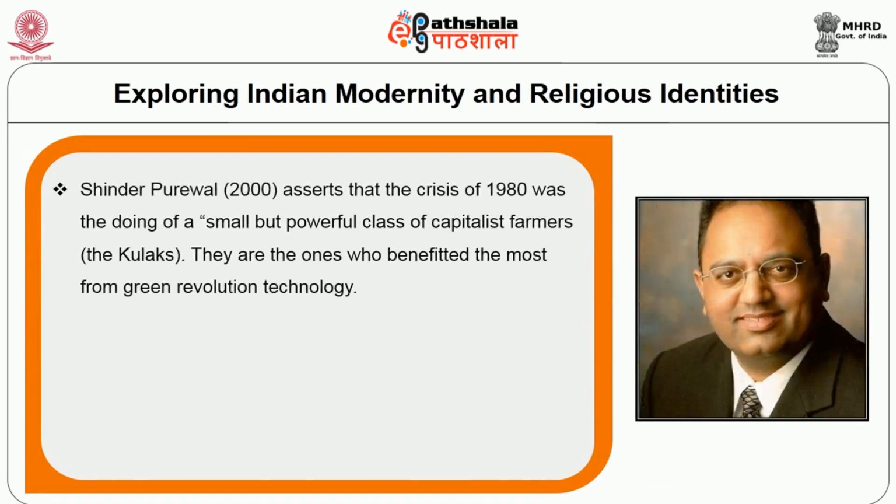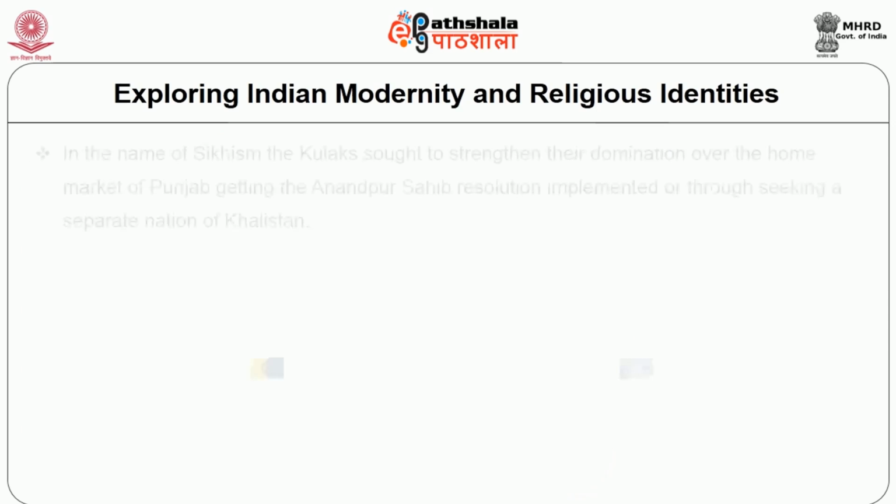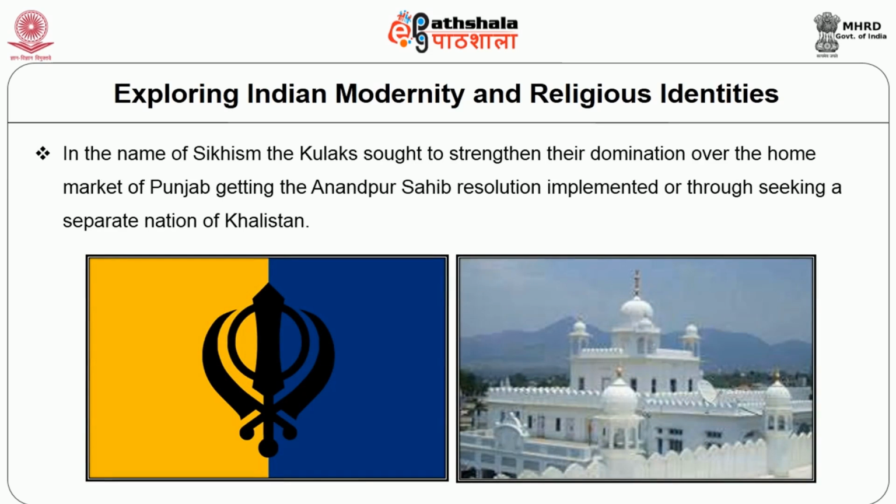Shinder Purewal argues that the crisis of 1980 was the doing of a small but powerful class of capitalist farmers, or the kulaks. They are the ones who benefited the most from Green Revolution technology. In their struggle against the commercial and industrial bourgeois, the Sikh kulaks invoked the ideology of Sikhism and their religious identity to build a common bond with the marginal and landless Sikh peasantry, who had been further marginalized by the Green Revolution. In the name of Sikhism, the kulaks sought to strengthen their domination over the Punjab, getting the Anandpur Sahib resolution implemented, all through seeking a separate nation of Khalistan.